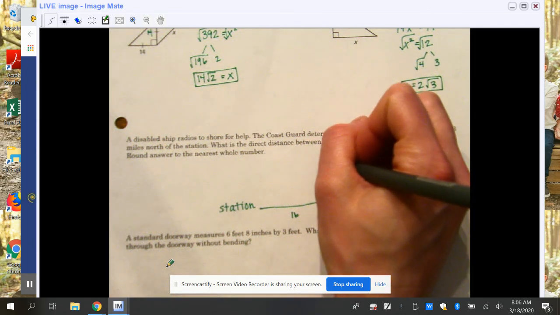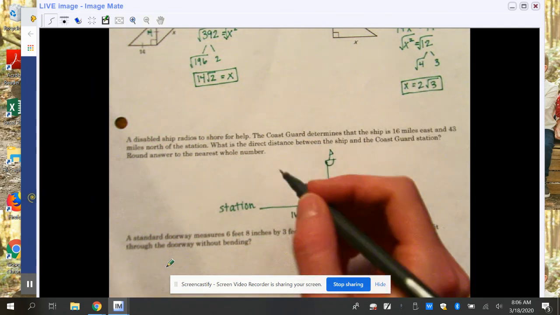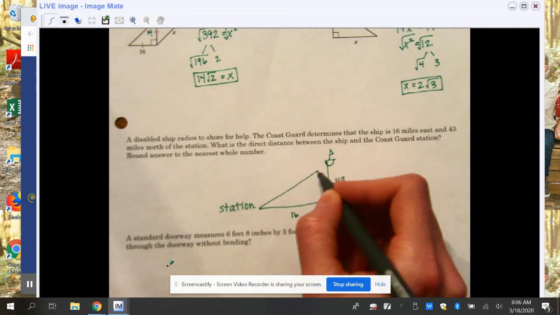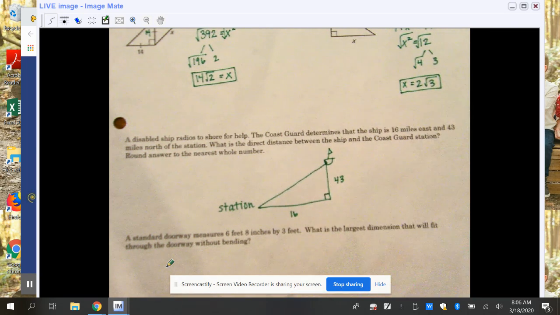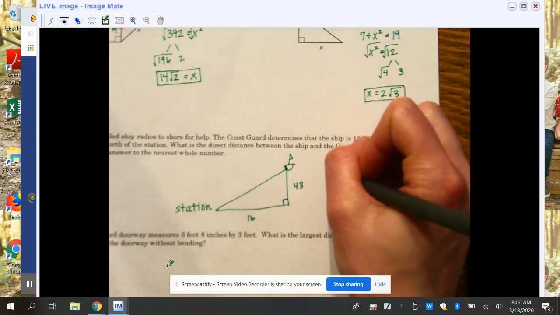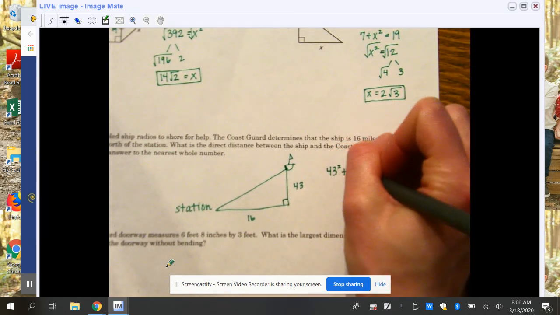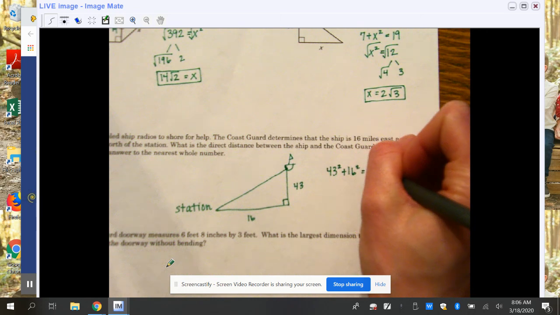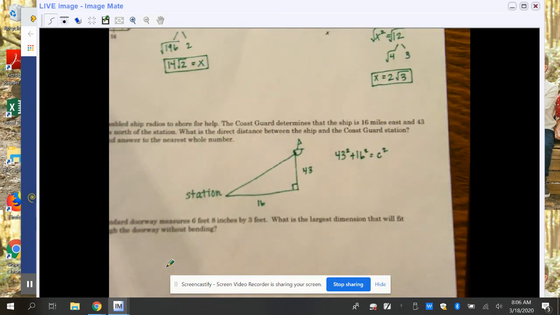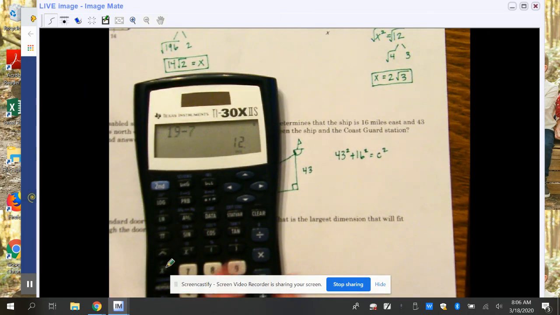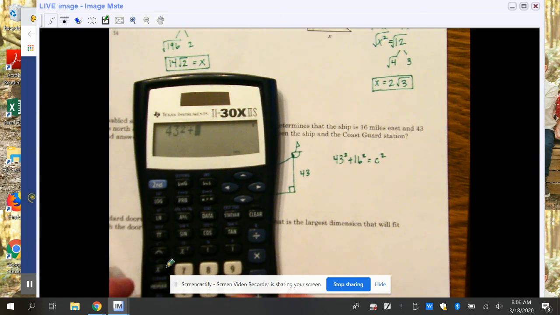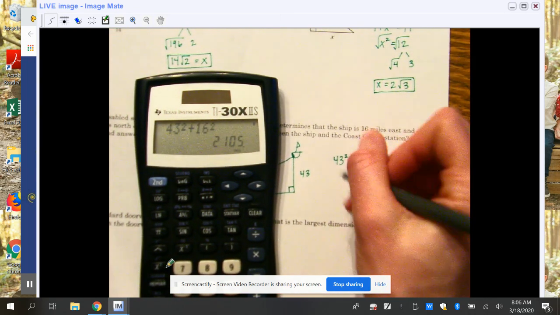So if I want to know the direct distance, that is going to be my hypotenuse. So when I go ahead and substitute everything in, that'd be 43 squared plus 16 squared. I'm solving for my hypotenuse, so I'll just call that C.